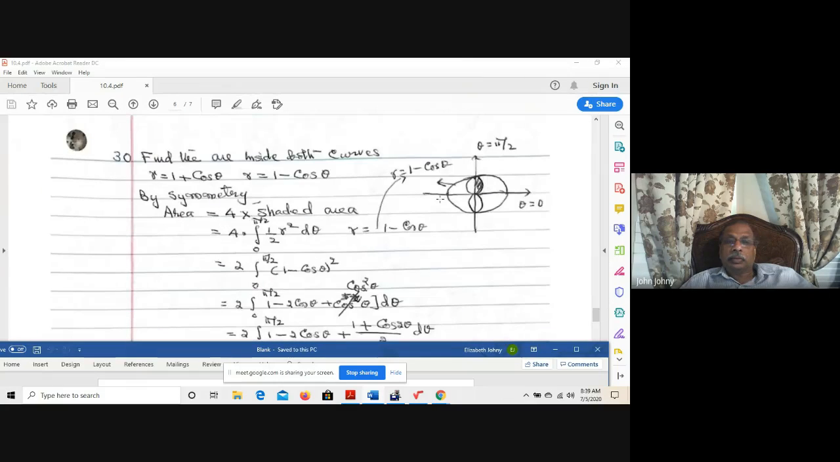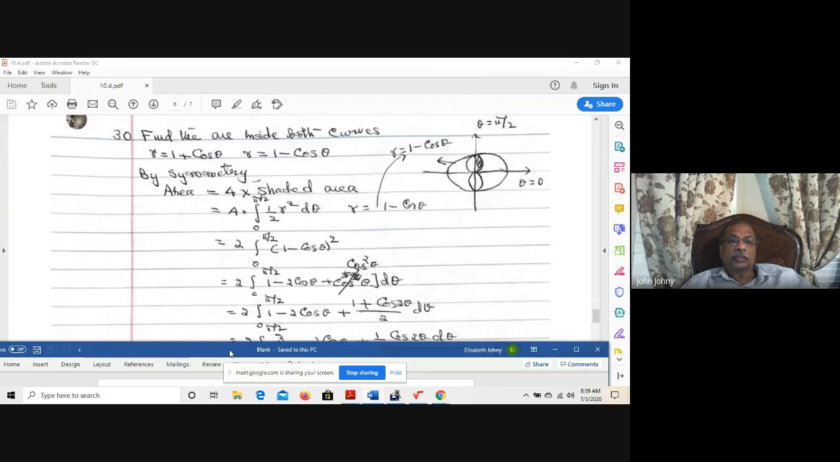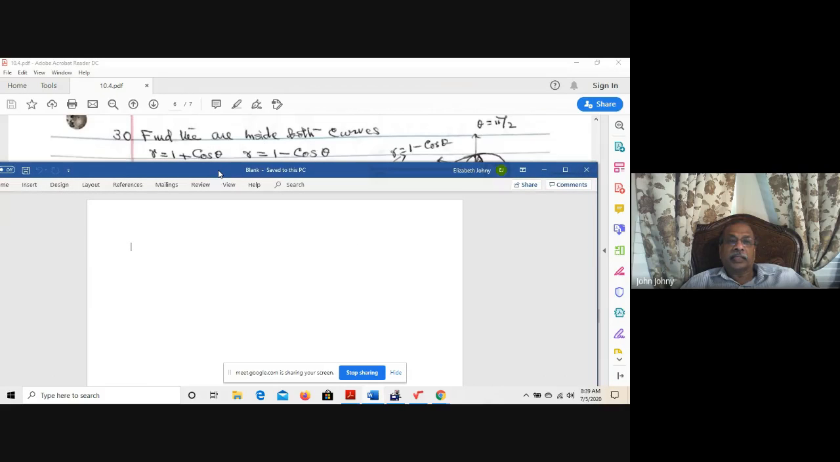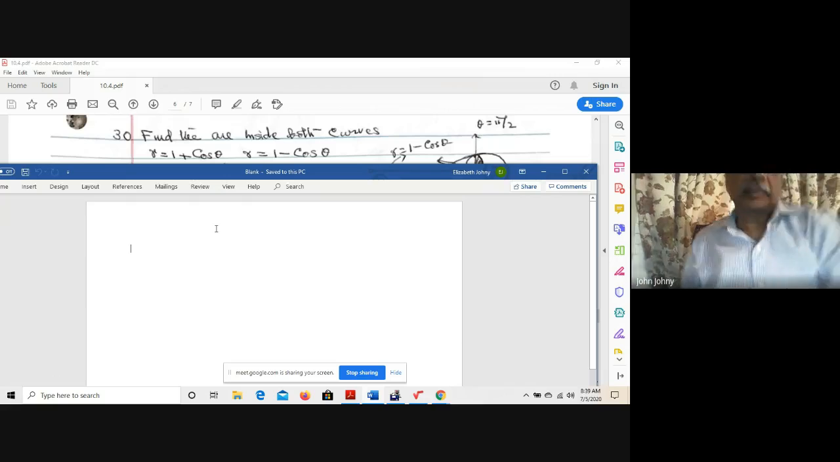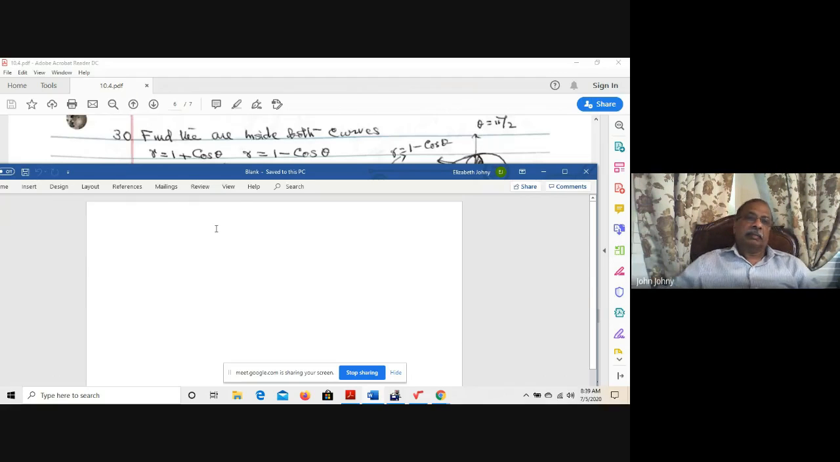Okay, now here is another question. Find the area inside both curves. So here the question is slightly different. The previous question was the area inside the first curve and outside the second curve. Here the question is the area inside both the curves.